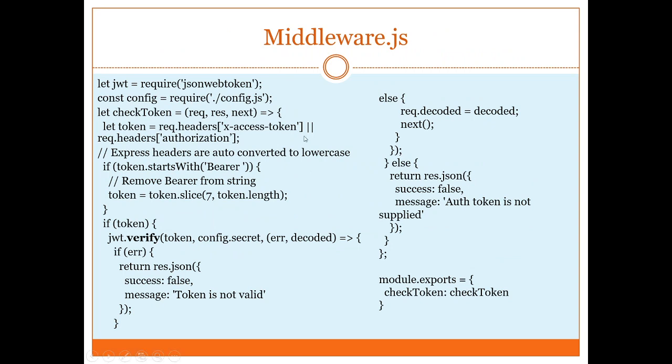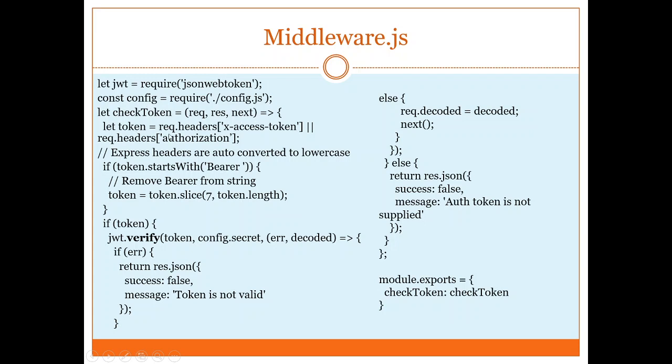Now our middleware, we will write a middleware. Let's see how this middleware will work. We are requiring the JSON Web Token library. We are requiring config.js in which we have the password. We are defining a function checkToken. This is a middleware function with request, response, and next.